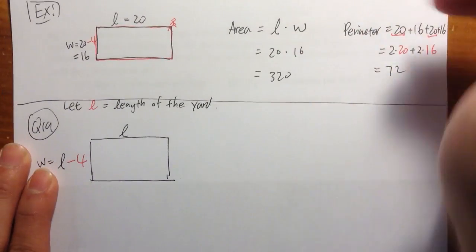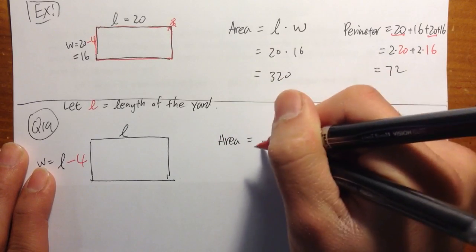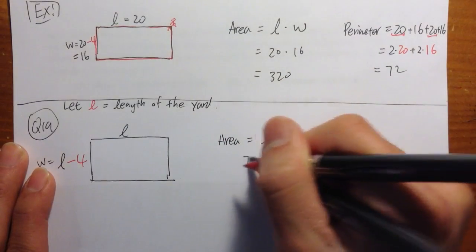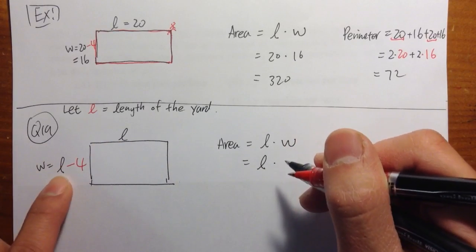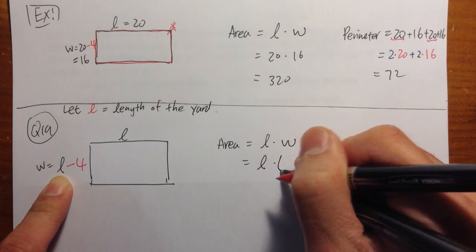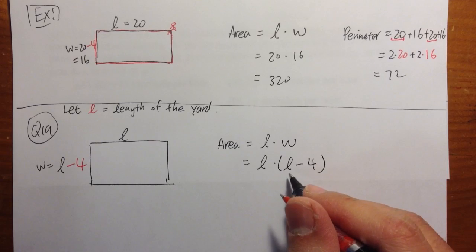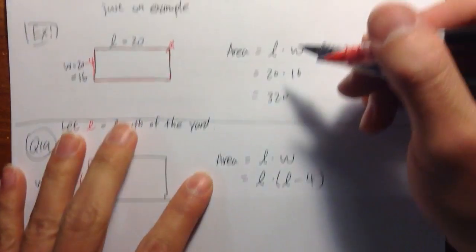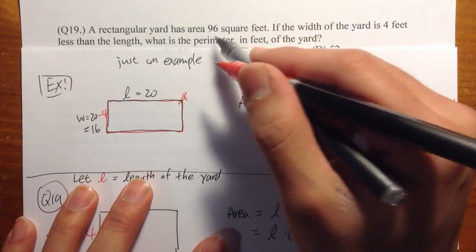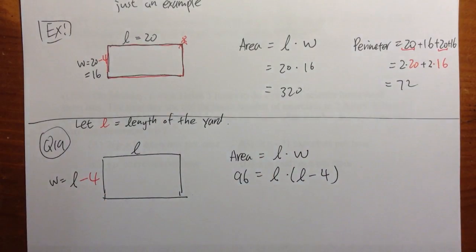So we are going to use the area formula right here. Area is equal to length times width, but length is the one I just said is L. However, width is this, L minus 4. But I need to put parentheses around L minus 4, because the width is the result of L minus 4 first. And the area is mentioned, it was 96. So 96 is equal to L times (L minus 4).